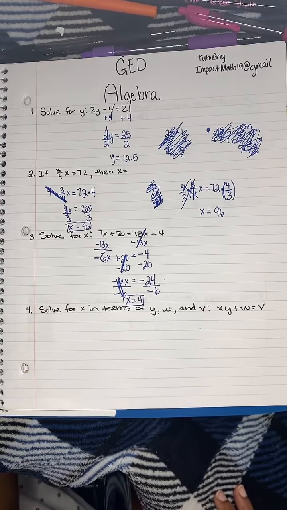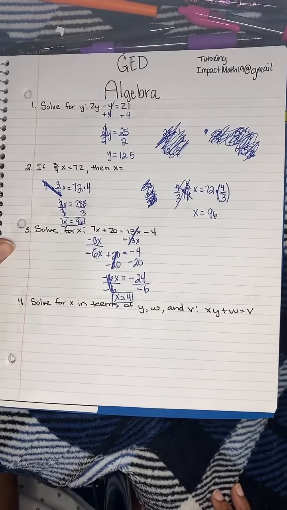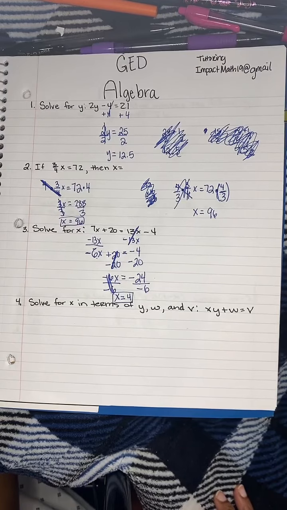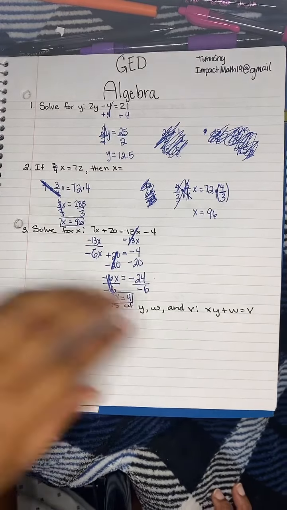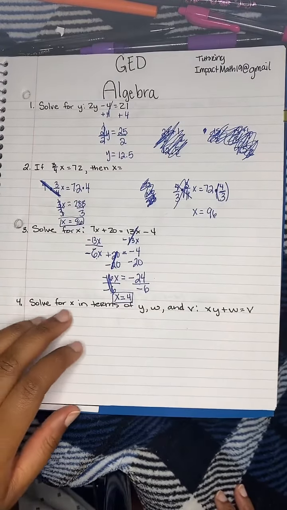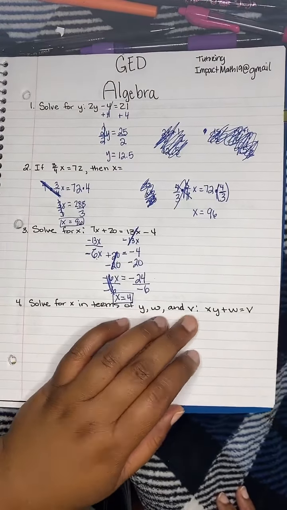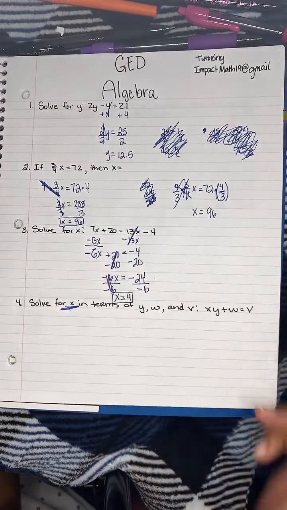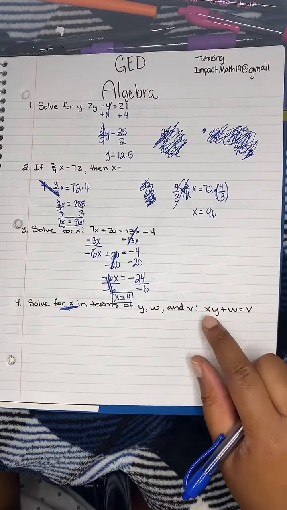All right. Number 4 becomes a little bit challenging, right? Because it's like, I have no numbers and I have a whole bunch of letters. And it's like, what is this, right? Somebody said, do I need this in life? Exactly. It says solve for x in terms of y, w, and v. So we're solving for x. We don't care about anything else except getting x by itself.